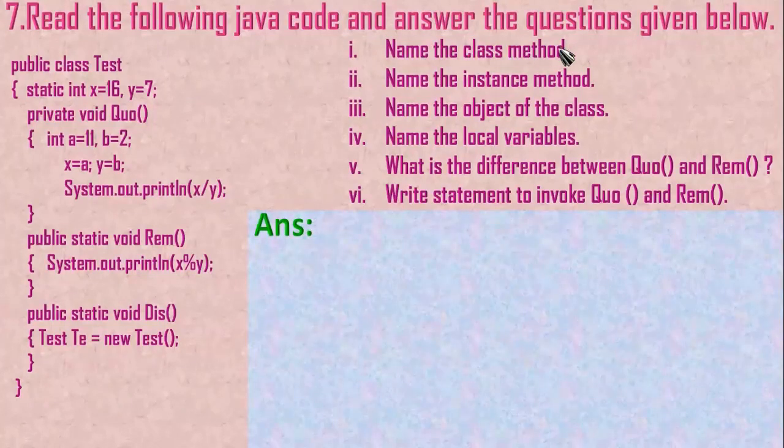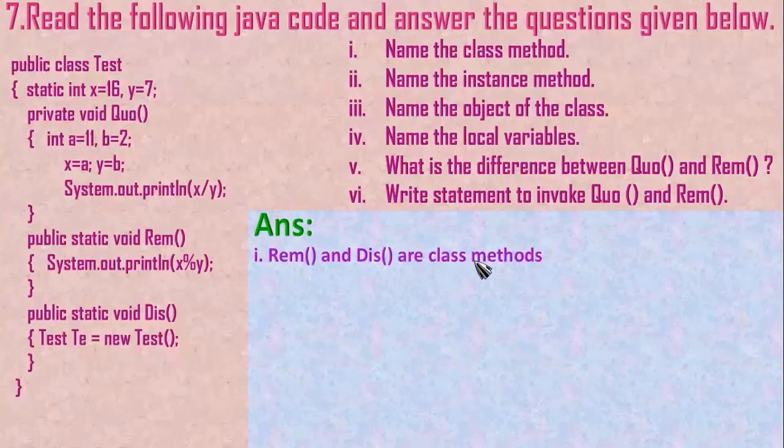Name the class method. Class method will have static in it. So here you can see static void rem. So rem is the static method, and then this is also a static method. So we can write rem of and dis of are class methods. Next question, instance method. This is not having static here, so it will be instance method. QUO of is instance method.